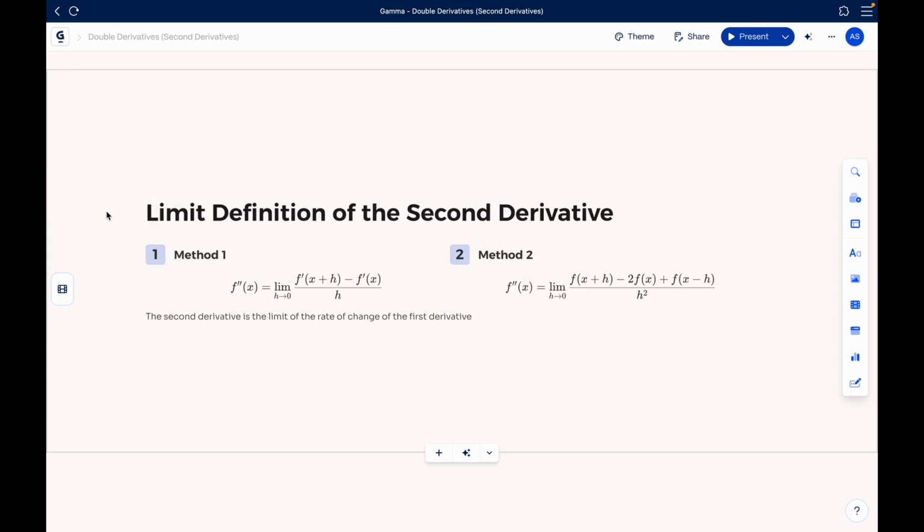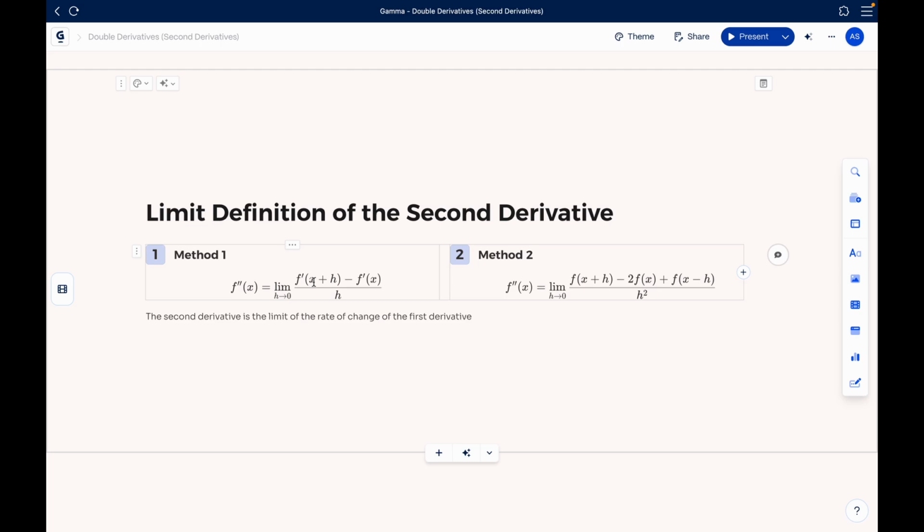Now, there are two different methods to figure out the limit definition of the second derivative. The first method is to use f double dash of x equal to the limit as h approaches 0 of f dash of x plus h minus f dash of x, divided by h. Keep in mind that the first derivative limit definition uses f of x plus h, not f dash, so that's the difference.